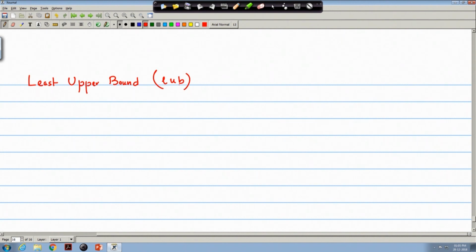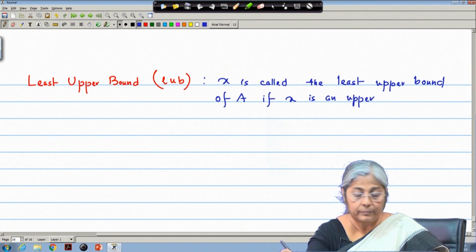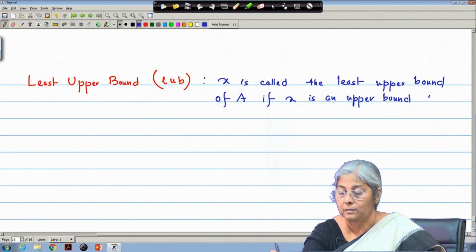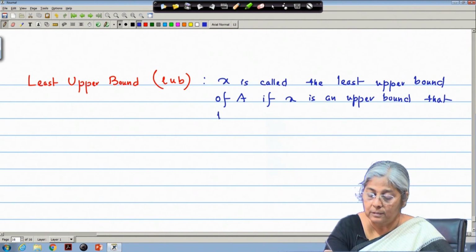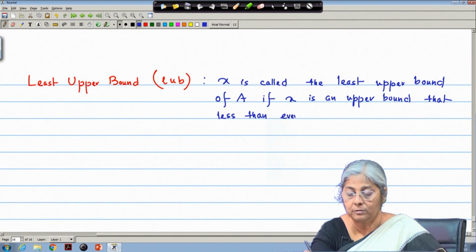LUB, that X is called the least upper bound of A if X is an upper bound that is less than every other upper bound.